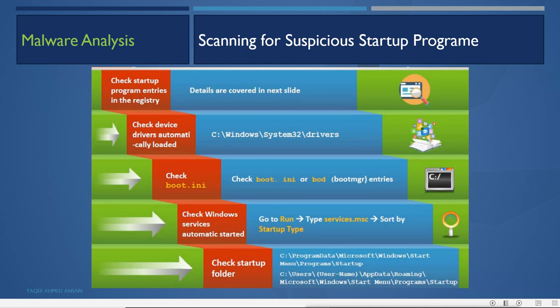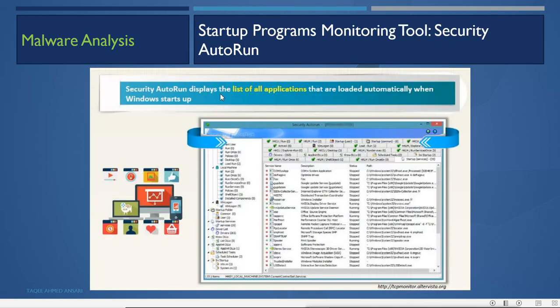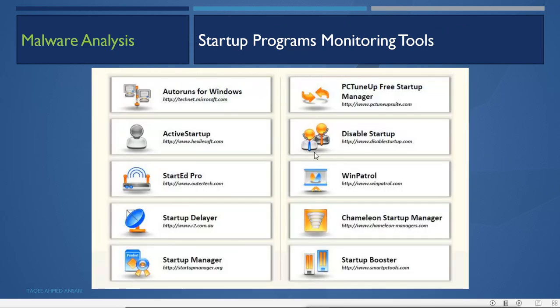To check the registry we can use a startup program monitoring tool like Security AutoRun. This will check all the startup programs. Security AutoRun displays a list of all applications that are loaded automatically when Windows starts up, like we have already seen with Autoruns. Then we have other tools to monitor these startup programs, and normally we can see them in Task Manager also.